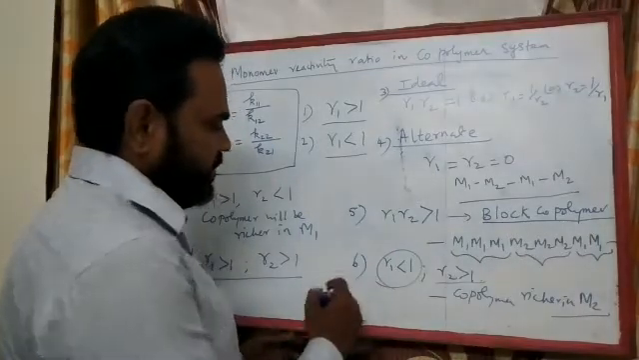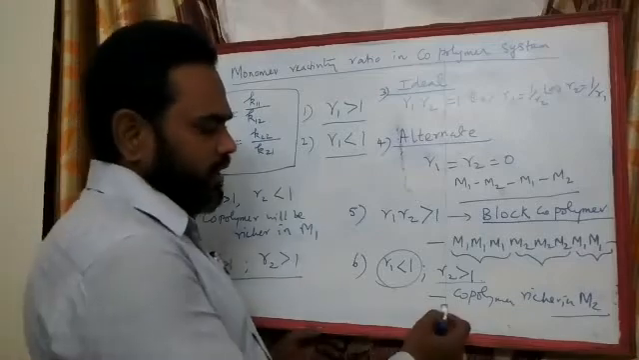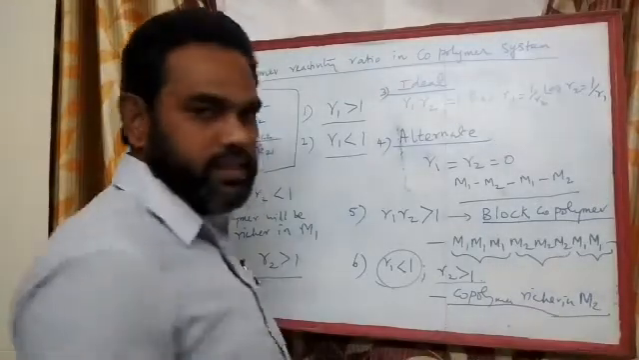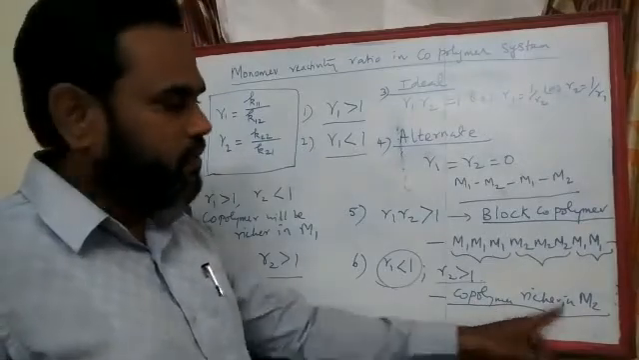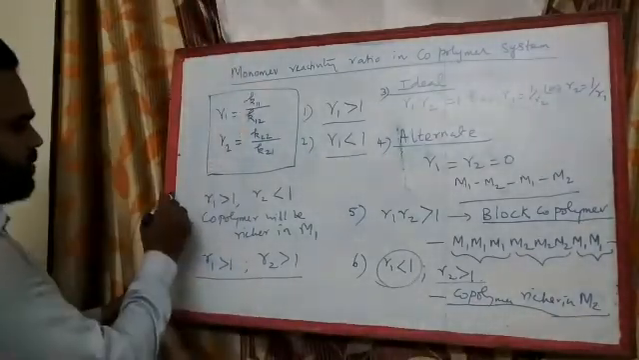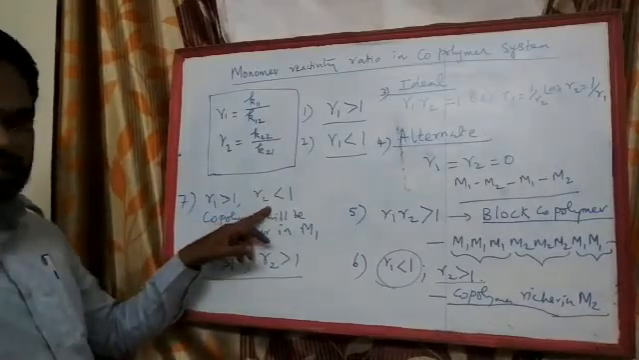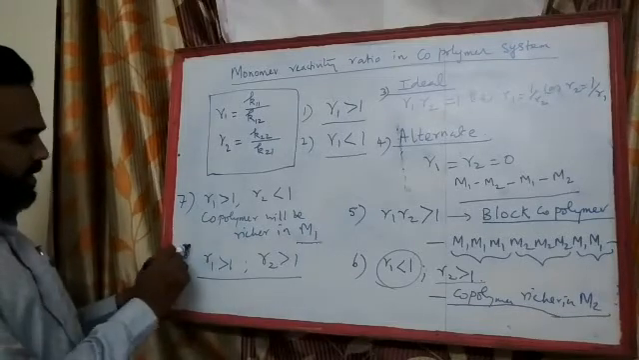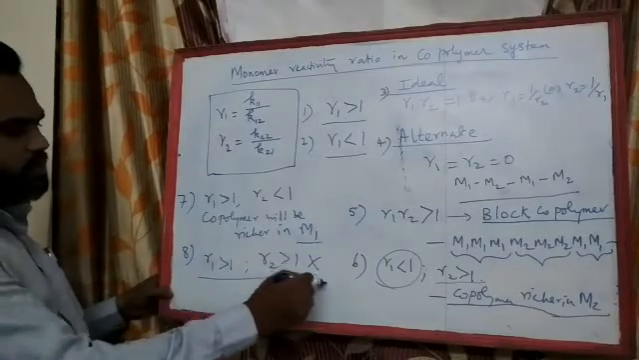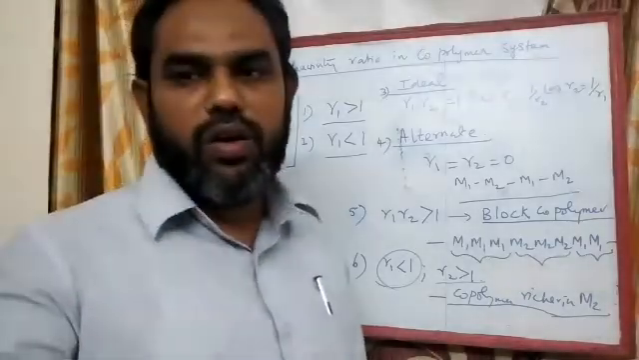Case 6, when R1 is less than 1 and R2 is greater than 1, you will find a copolymer which is richer in M2, and M1 is less. In system 7, in which R1 is greater than 1 and R2 is less than 1, the copolymer will be richer in M1. System 8, such a system does not exist, where both R1 and R2 are greater than 1.